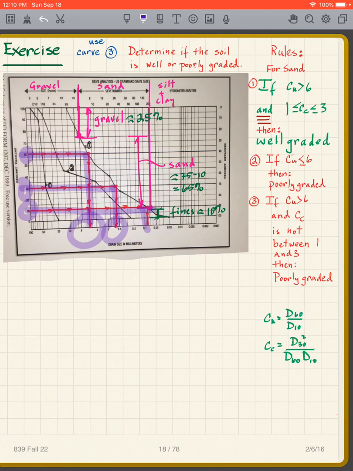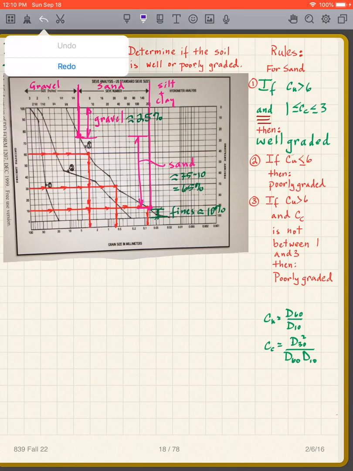So in other words, that grain size right there is D60 because I started out at 60. Here's 30, D30 is there. Read off the grain size. Here's 10, D10 is here. Read off the grain size. Okay, so do this exercise, pause the video here and do this one.